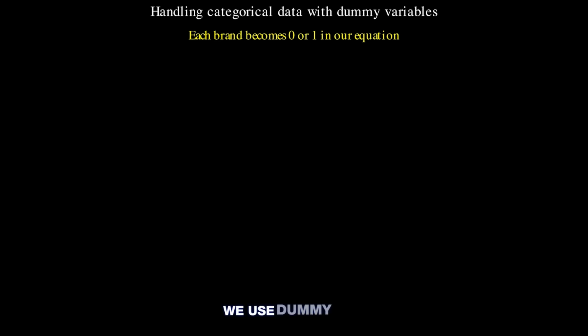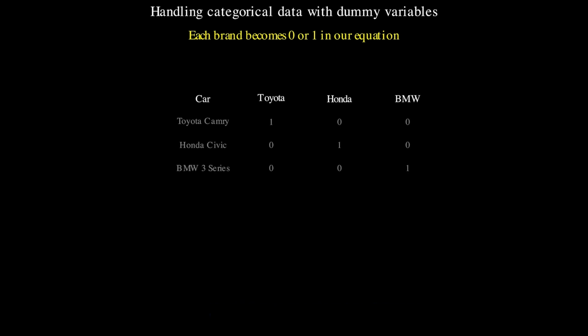Now let's add car brand as our third variable. Here you can see how we handle categorical data like Toyota, Honda, or BMW. We use dummy variables. Each brand becomes either 0 or 1 in our equation. This creates separate intercepts for different brands. The visualization is now 4-dimensional: age, mileage, brand, and price. As you can see, it's becoming impossible to visualize clearly.